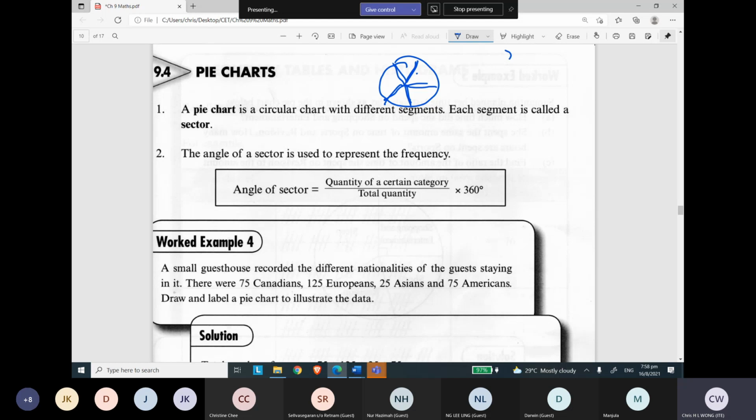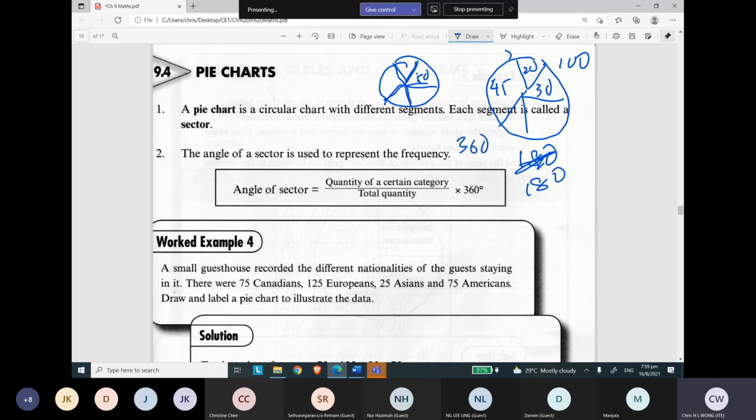With percentage, don't think that it's 360 degrees. It's only 100%. So this could be 50%, this could be 45%, this could be 30%, this could be 20%, and if I add them all up, it should be 100%. So it is not about your degree of 180 or 360. It has nothing to do with 180 or 360 degrees. So don't think that a pie chart must be 360. When you talk about percentage, it just tells you how big your pie is.